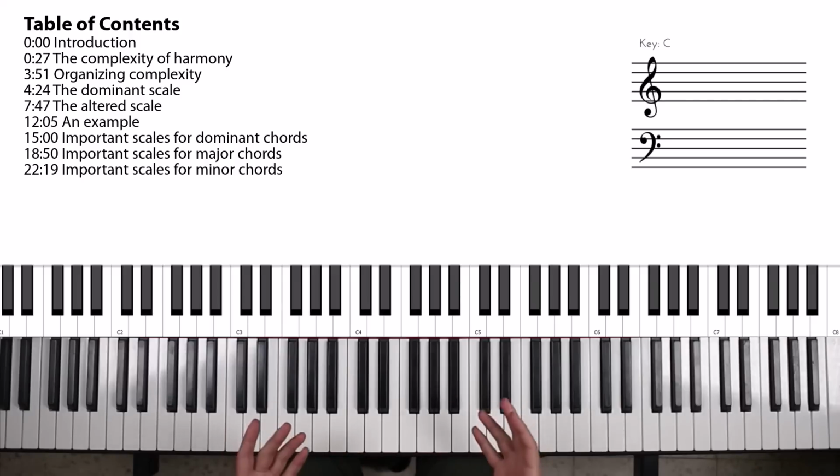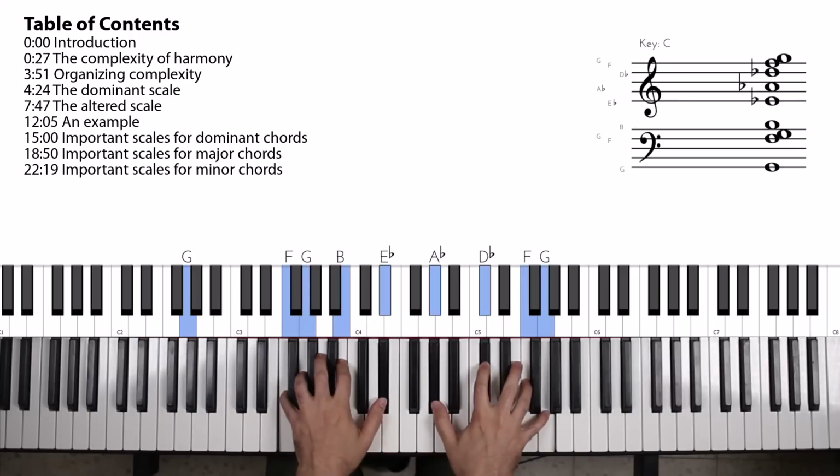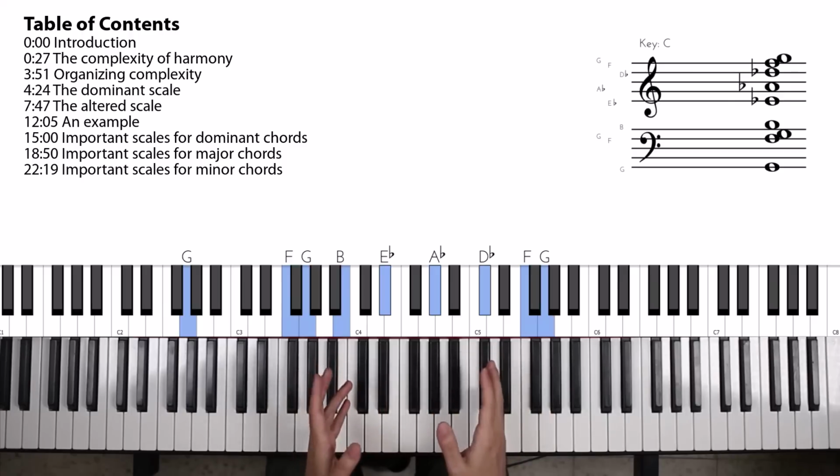Today I'd like to talk to you about a way or a method of understanding complex chords. Now what do I mean by a complex chord? Well, think about something like this: G7, flat 9, flat 5, flat 13. My God. So how do you actually make sense of this?